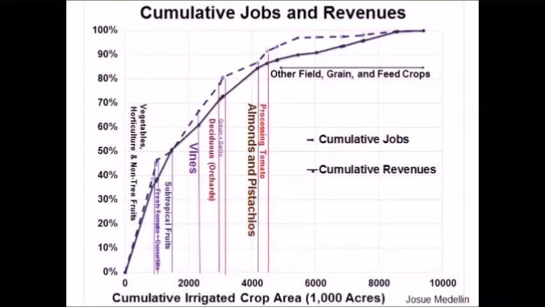This is pretty well illustrated by the crops in California. So this is a plot of all the crops in California. We have about 8 million acres of irrigated land. This is by Josue Medellin; we've ordered these by the profitability and the jobs in each of the crops. So you'll see here that about half of the irrigated acres are responsible for about 80 to 85, 90% of all the jobs and all the crop revenue in California.